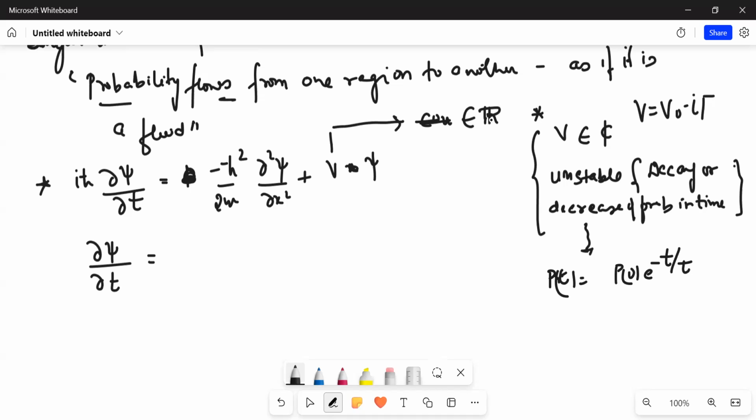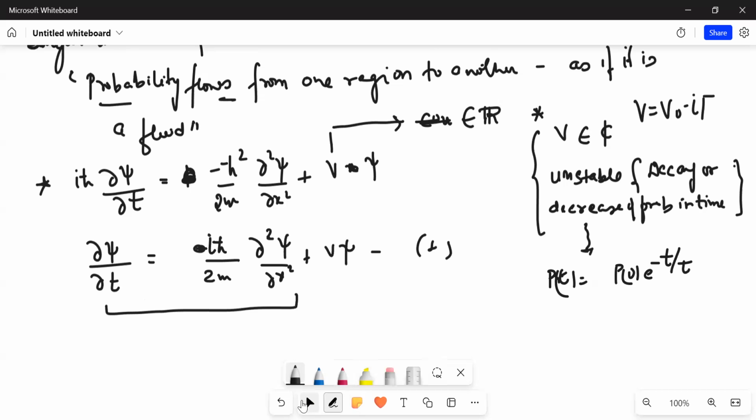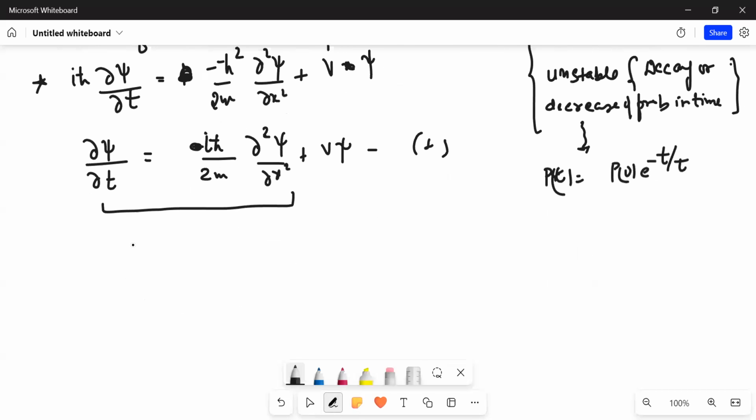So instead of writing this, del psi by del t is equal to minus h ket upon 2m iota, del square psi upon del x square, and then you have V psi. So this is your one-dimensional equation. If you want to write the same equation in 3 dimensions, so that when I say flow and flux, things like these, taking a 3-dimensional case makes much of the understanding. So this is your one-dimensional case.